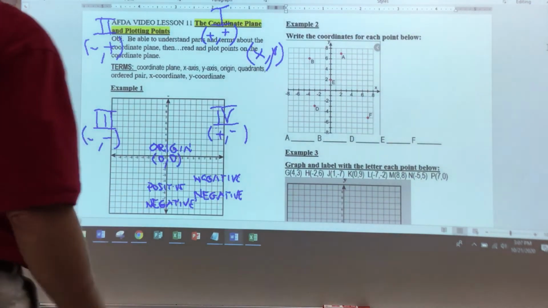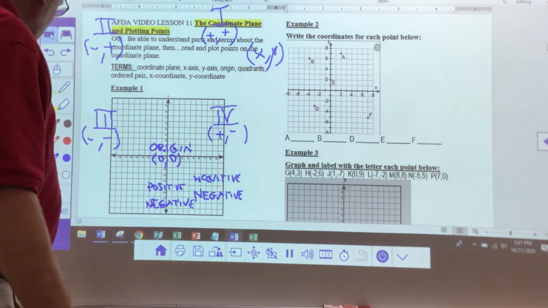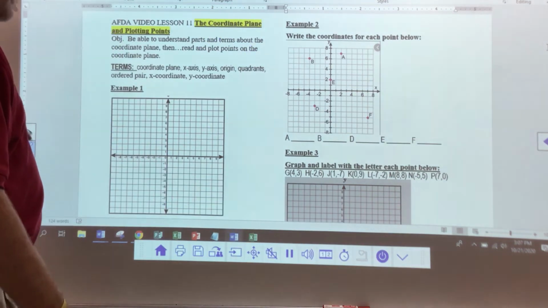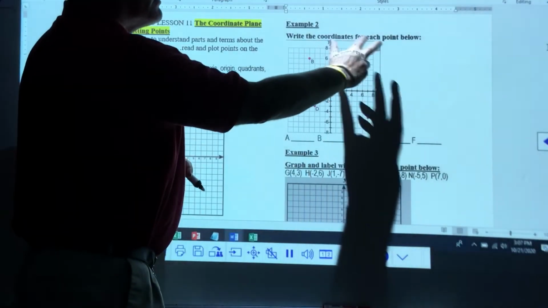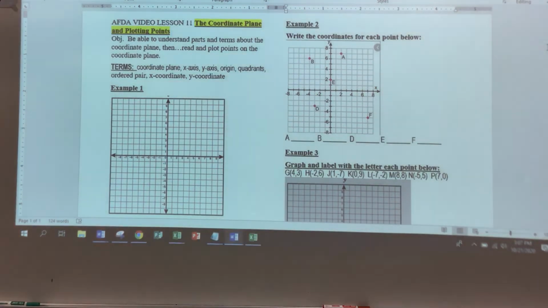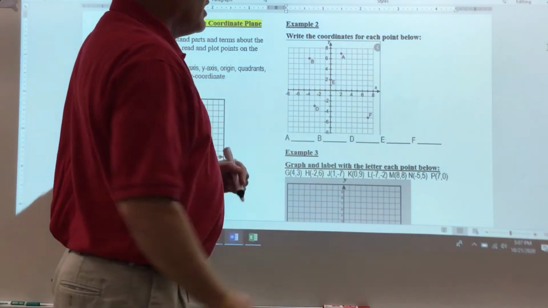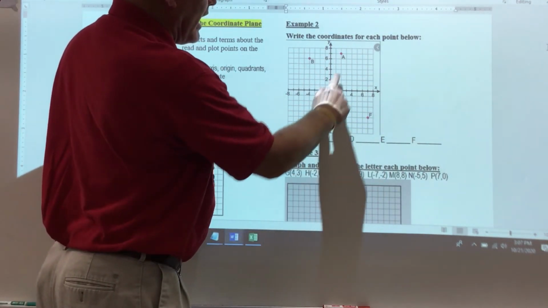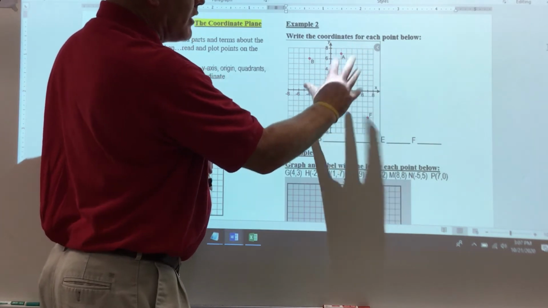All right. Hopefully everybody can see example 2 here. It says write the coordinates for each point below. Hold on. All right, I'm back. It says write the coordinates for each point below. So let's start off here with point A. It's located right up here in the first quadrant.